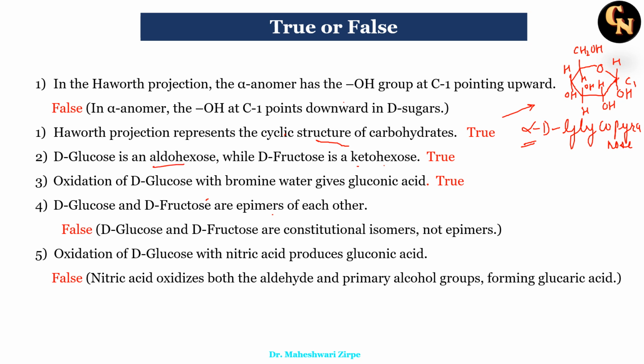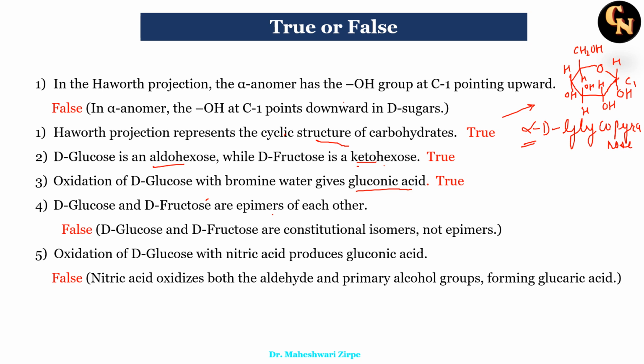Glucose are aldose and fructose are ketose. Okay. The next is oxidation of D-glucose with bromine water gives dash. Now in the previous fill in the blanks we have seen that oxidation of D-glucose with bromine water gives gluconic acid. So this is true statement. Next is D-glucose and D-fructose are epimer of each other. So they are false. They are not epimer, but they are isomers of each other.